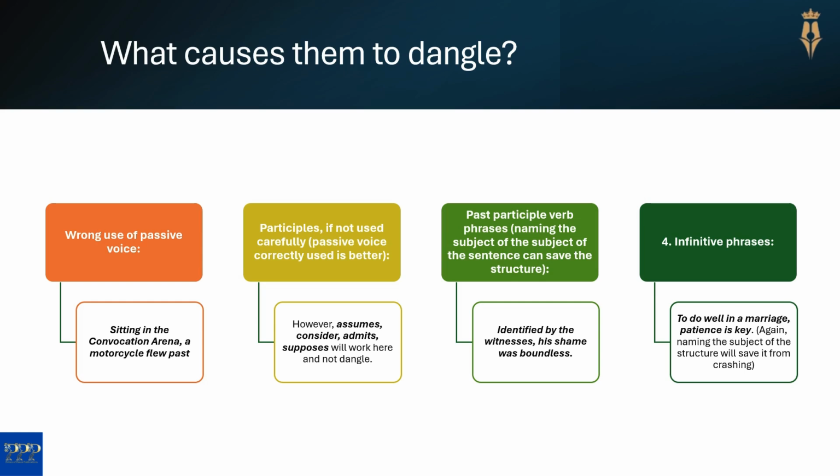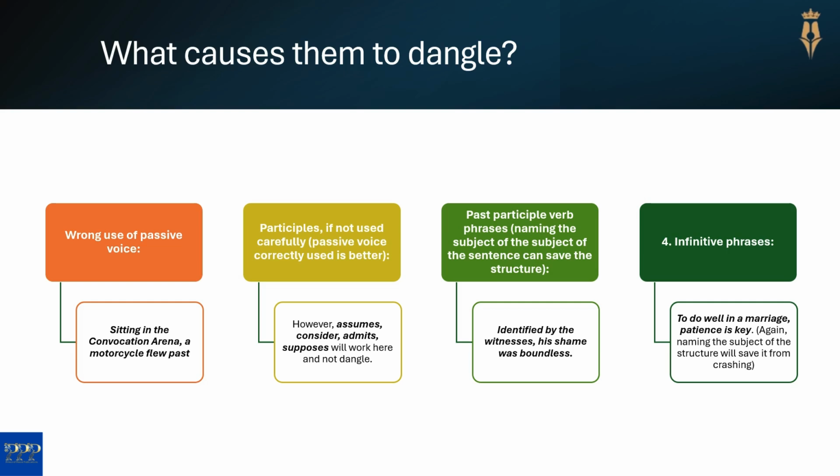In the minimalist program, you say the sentence crashes when it becomes ungrammatical. So, to do well in a marriage, patience is key. So you need to be patient. To do well in marriage, you need patience, or patience is an important virtue you need to have. This is what I am talking about.